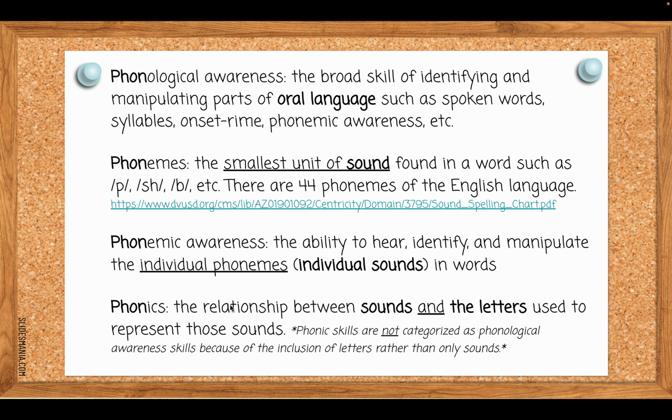So phonological awareness is the broad skill of identifying and manipulating parts of oral language, such as spoken words or syllables, onset rhyme, phonemic awareness. We're aware that phonemes are the smallest unit of sound found in a word, such as individual sounds like p, sh, b. There are 44 phonemes in the English language, and you can review them here at this link if that's helpful. So when we're talking about phonemic awareness, we're talking about the ability to hear, identify, and manipulate individual phonemes, or the individual sounds that are found in words.